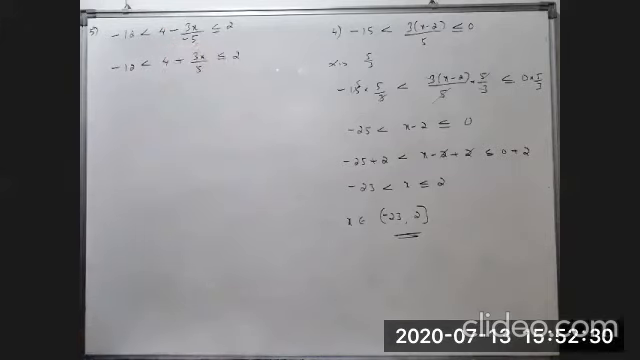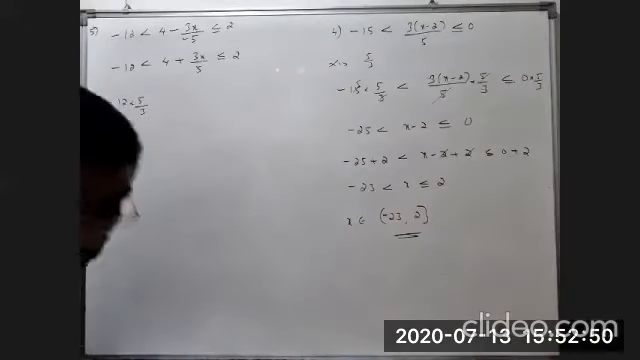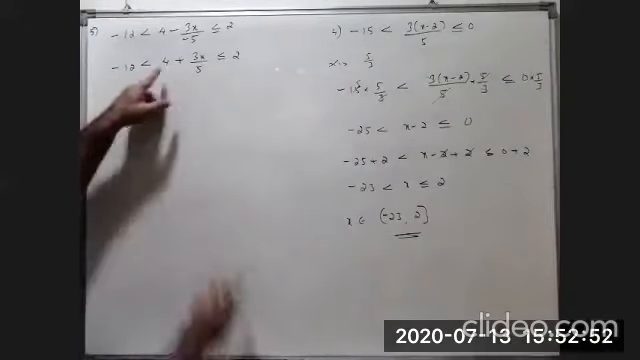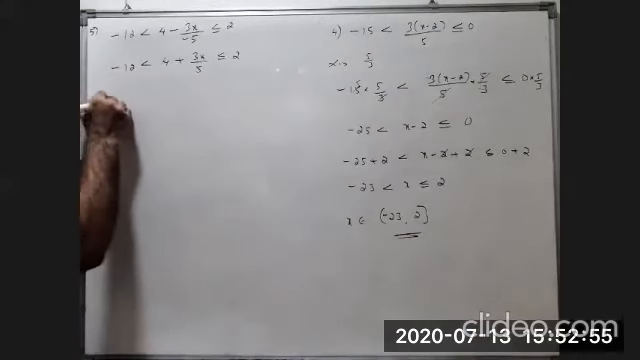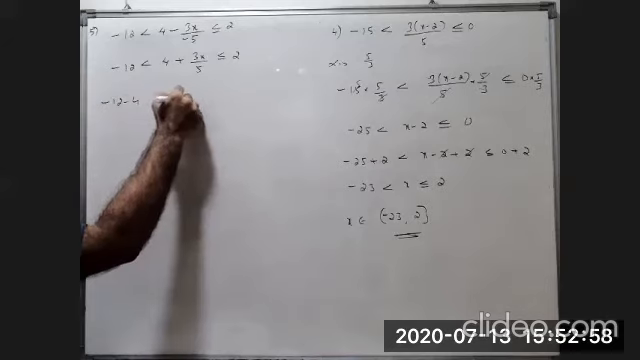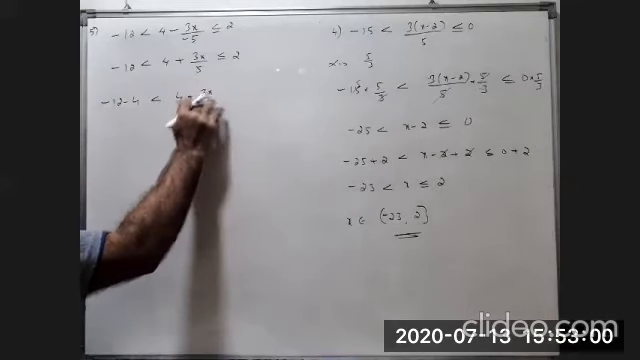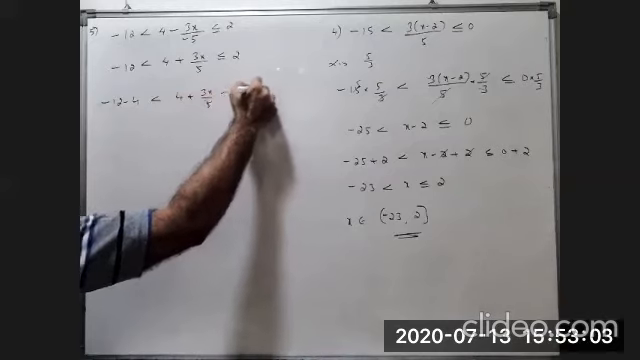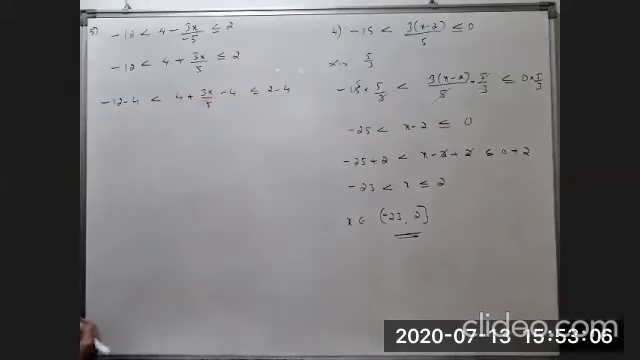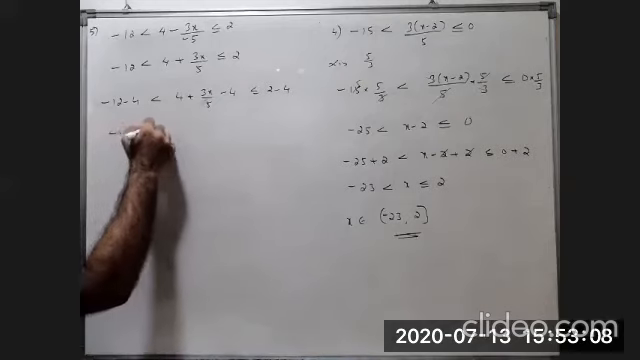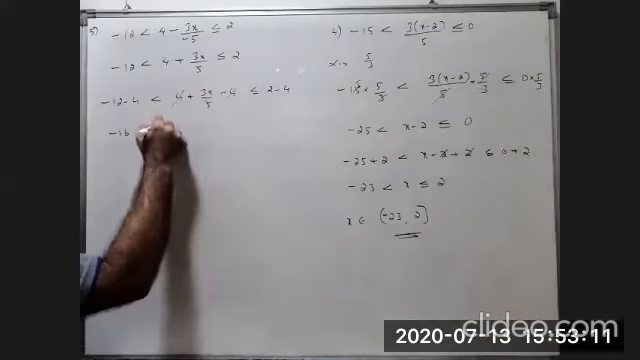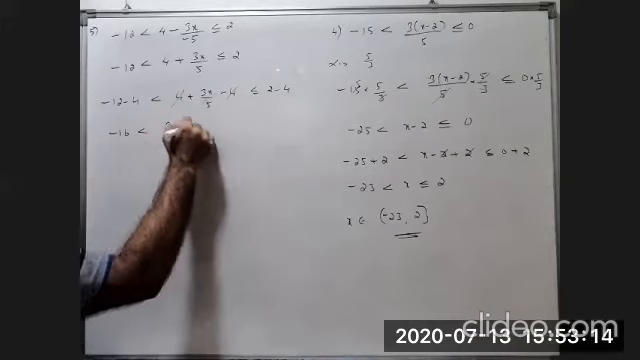Again, to get rid of 3 by 5, multiply with 5 by 3. Now, first you remove 4. Removing this 4: minus 12 minus 4 less than 4 plus 3x by 5 minus 4, the second 2 minus 4. Minus 16 less than 3x by 5 less than minus 2.